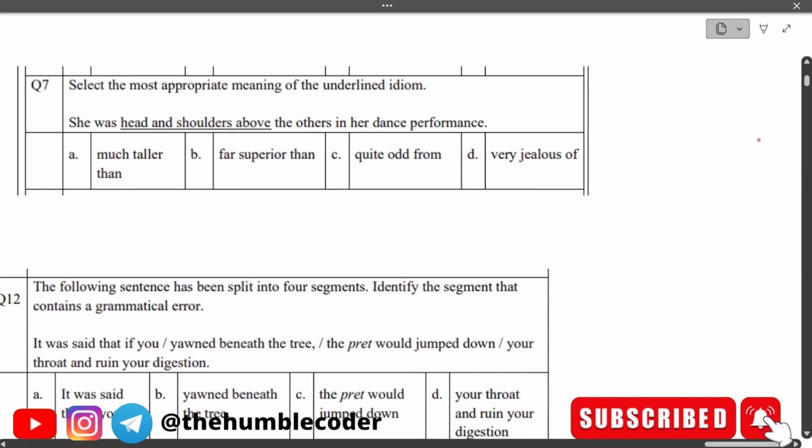So we have this question. Let's see it first. Select the most appropriate meaning of the underlined idiom. We have this idiom. Let's try to understand the answer for this one. First, read the sentence. She was head and shoulders above the others in her dance performance, and the options are much taller than, far superior than, quite odd form, and very jealous of. These options are very clear to you, right? So I'm directly going to tell you the correct answer. She was far superior than others in her dance performance. So the correct answer in this case is option number B, because she was superior or better than others, right? So this is the correct answer.